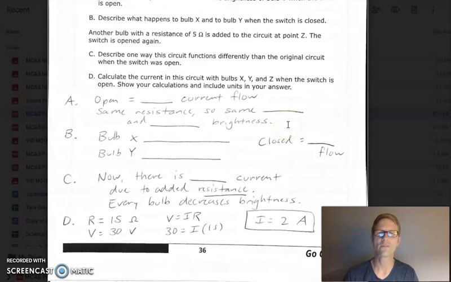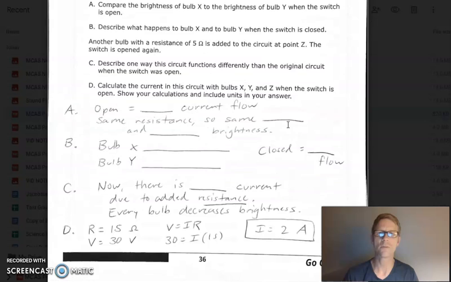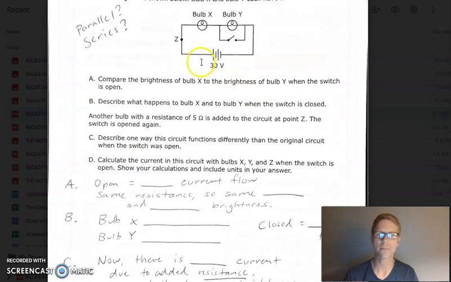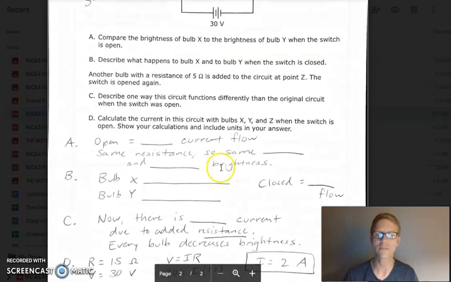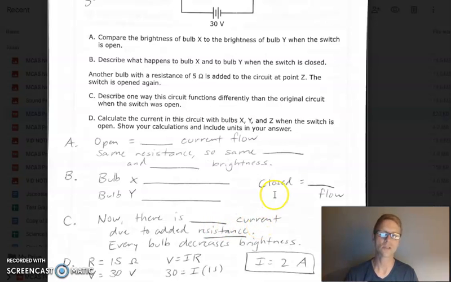Does the circuit function differently when the switch is open if we add another resistor at point Z? So now we have 3 resistors, 3 bulbs. So there's less current. Now there is less current due to the increased resistance. So every single bulb gets dimmer. Now you could make a strange argument that the new bulb doesn't get dimmer because it wasn't lit up before, it was just sitting on the table, but all the existing bulbs get less bright. They get dimmer.